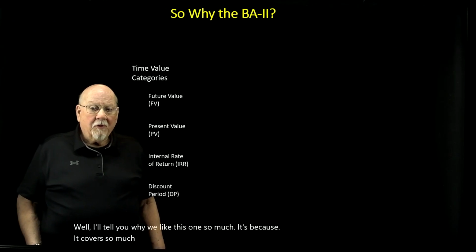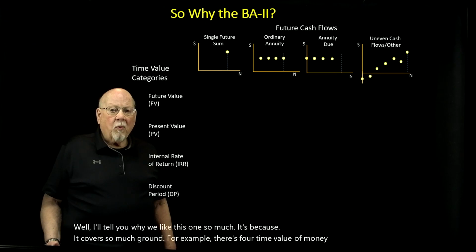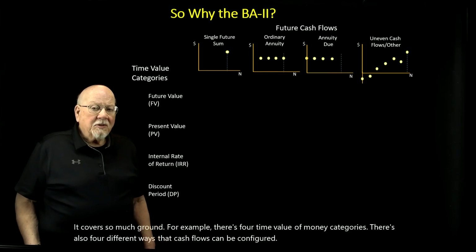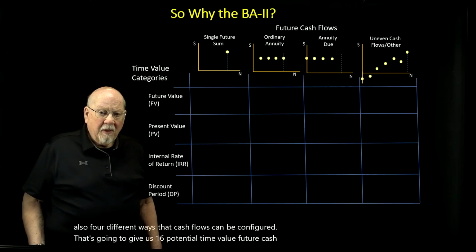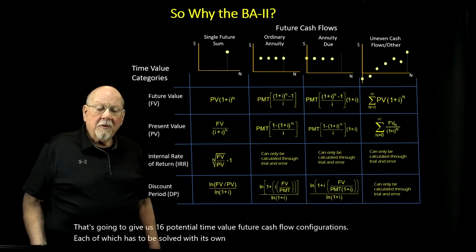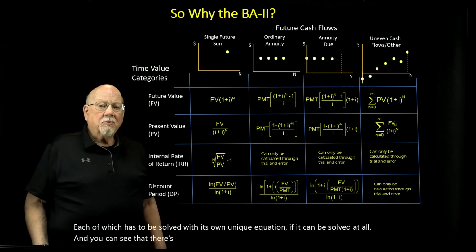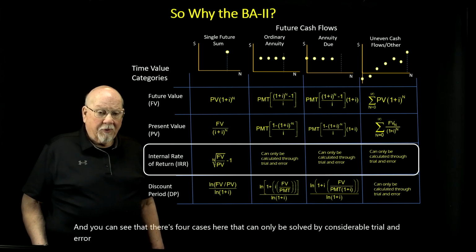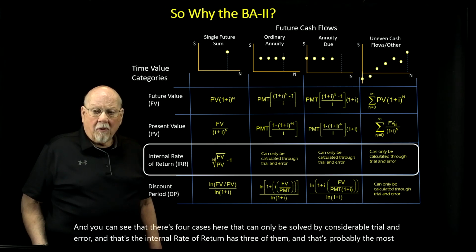For example, there's 4 time value of money categories. There's also 4 different ways that cash flows can be configured. That's going to give us 16 potential time value future cash flow configurations, each of which has to be solved with its own unique equation, if it can be solved at all. And you can see that there's 4 cases here that can only be solved by considerable trial and error. And that's the internal rate of return has 3 of them, and that's probably the most important category of all.